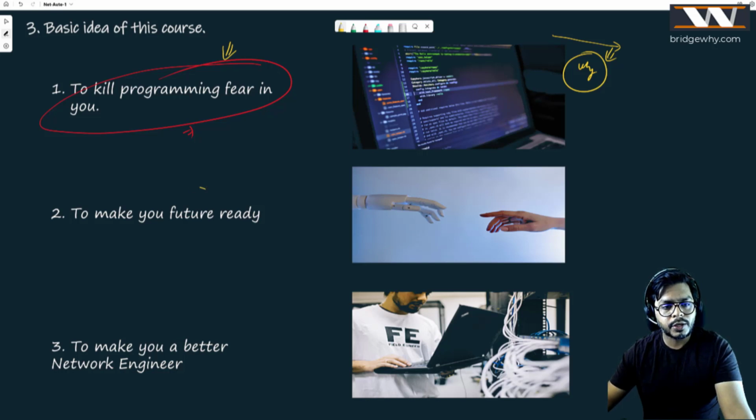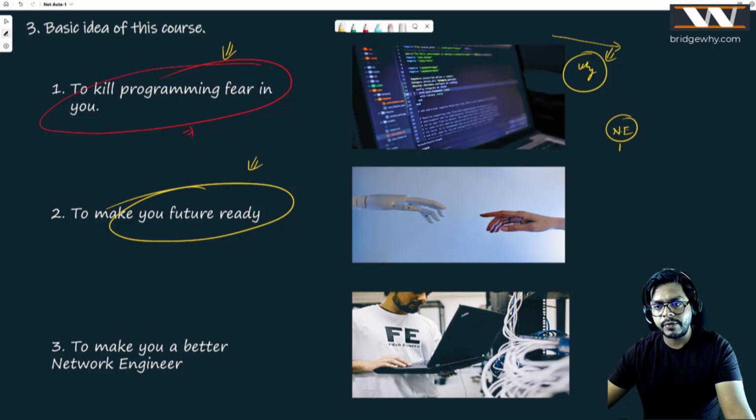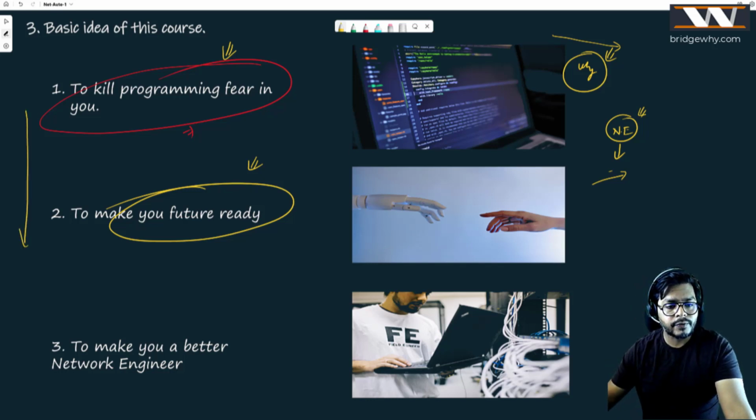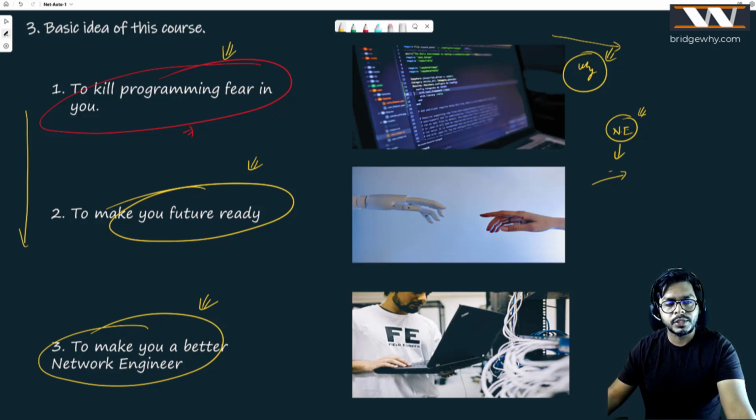The second thing is to make you future ready. What is the meaning of future ready? A network engineer can definitely do his job without programming, without understanding automation. But a network engineer can do his work more efficiently if he knows programming. So I'm just making you future ready, so that you can do your job more efficiently and are prepared for the future, because we all know that we are going to be literally illiterate in the coming world if we do not know some sort of programming language or computer language. And of course, in the process, we will become a better network engineer. It is as simple as that. So this is the whole basic idea of this course.